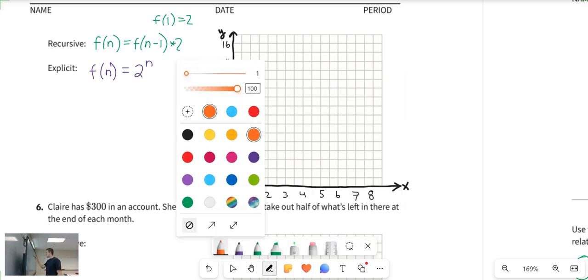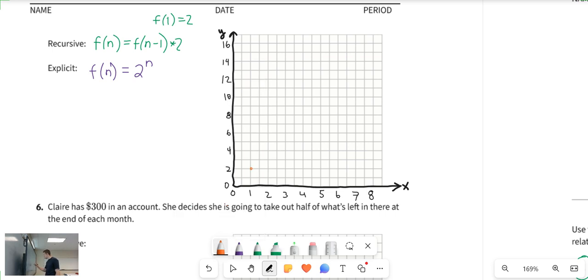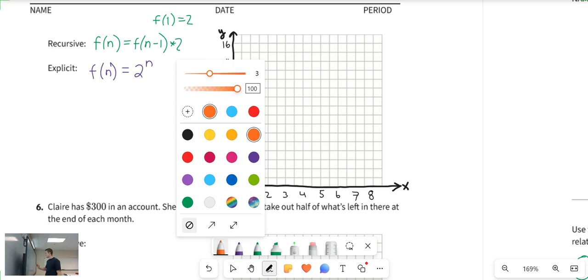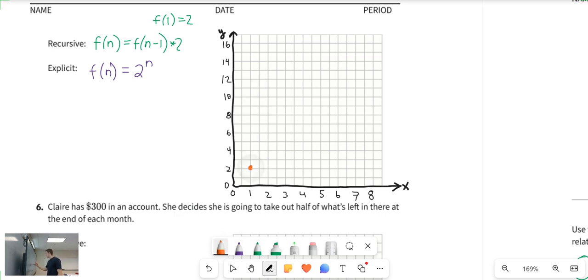Actually, we're going to make dots, so let's make this a little bit bigger. Maybe we'll make this twice as big. There we go. All right, so if we plug in, you know what? I want even bigger than that. 3. All right. So we plug in a 1, we're going to get 2.